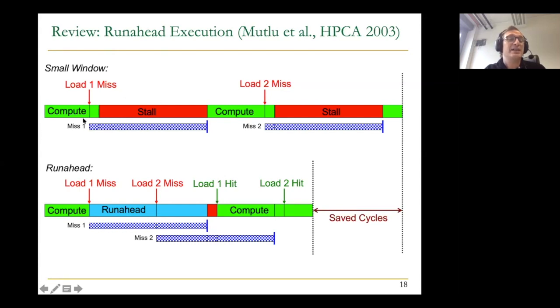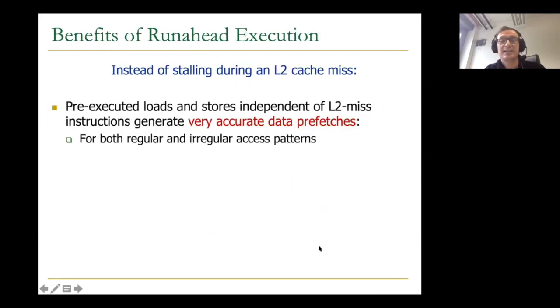If you have a small window, at some point you stall. And if you stall and do nothing, you don't get to the next miss. Whereas Runahead mode doesn't stall. It pre-executes the program. It enables you to get to the next miss and enables the processor to service those misses in parallel. And if you're lucky, or if you're careful, or both, when you go back to the non-speculative execution in the main thread, you save a bunch of cycles. And we're going to go into a little bit more detail in this one.